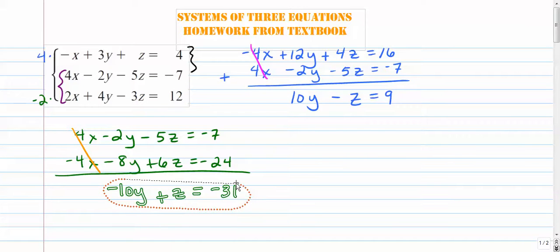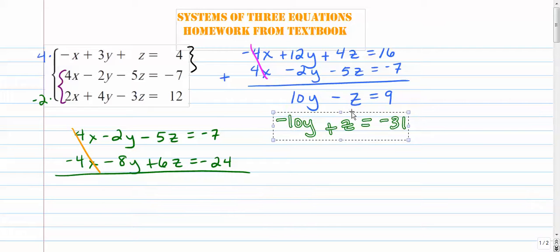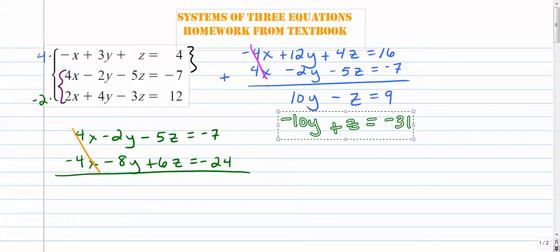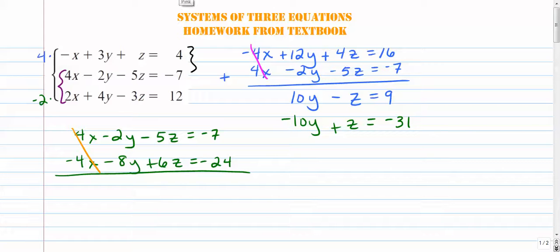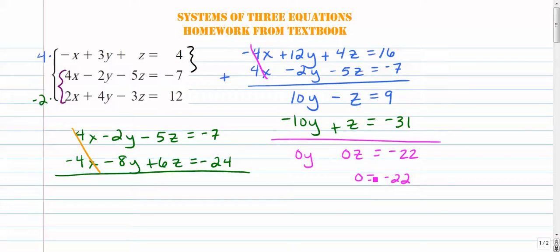So this, just kind of slide it up here. And we're going to simply add those, right? They're already ready to go. Alright, I get 0y, 0z equals, whatever that is, negative 22. So 0 equals negative 22. Since that is obviously never true, this system is going to yield no solutions.